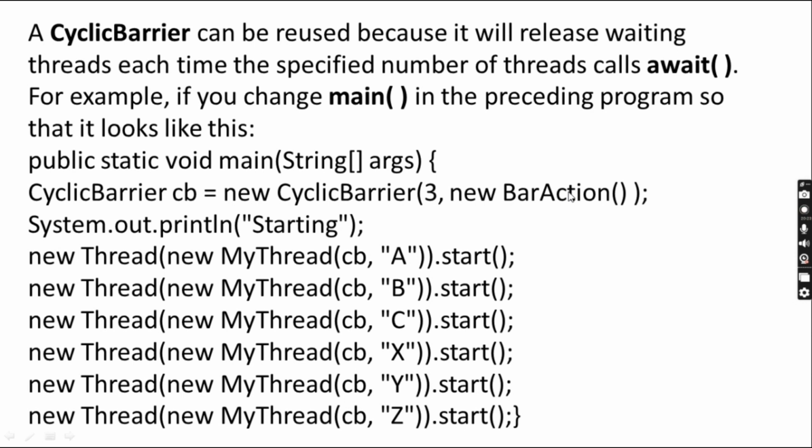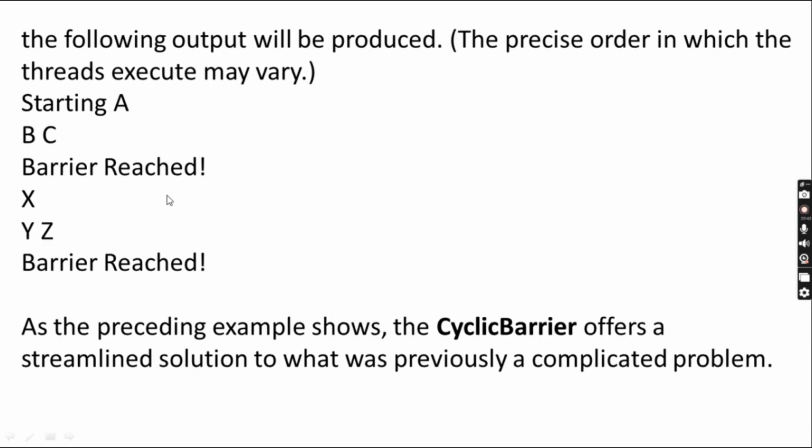It will release waiting threads each time the number of threads calls await. If you change in main and add X, Y, and Z, three new threads at the end, as we have seen right now, it will have a different output: starting A, B, C, barrier reached, and then starting X, Y, Z, barrier reached.